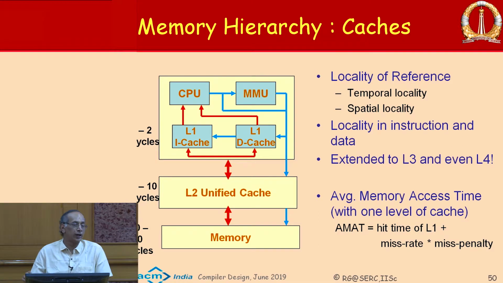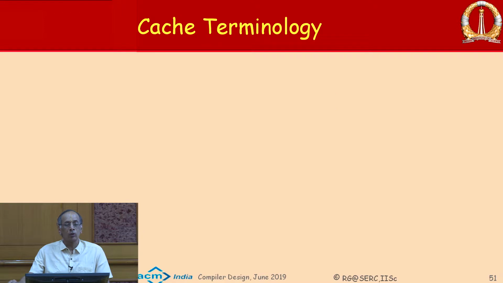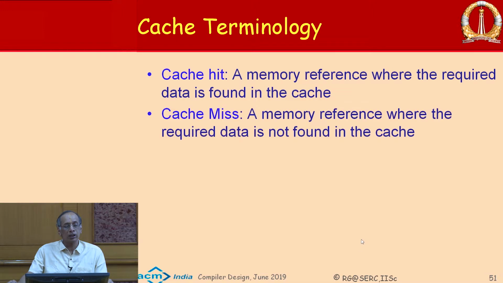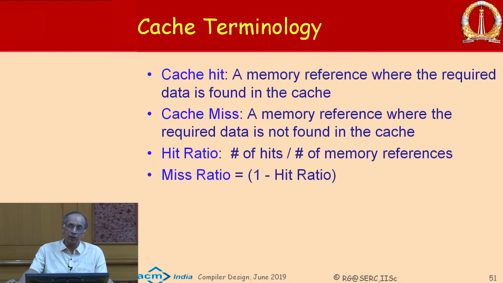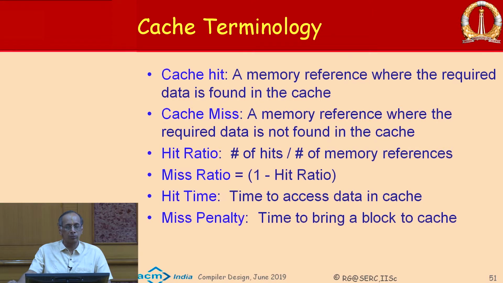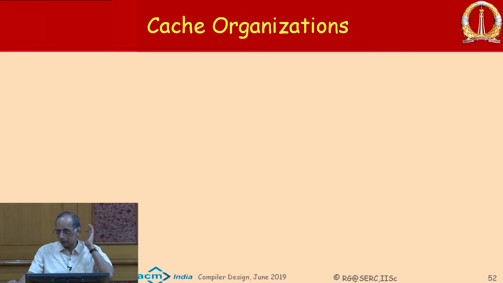For that purpose, we will try to understand how caches work and what can be done. Again, very quickly, a hit is when you find the data in the cache. For our discussion, we will limit ourselves to one level of cache, right. A miss is when you do not find the data in the cache. Hit ratio is the number of hits divided by the number of accesses. Miss ratio is the number of misses divided by the number of accesses. Hit time is the time to access the L1 cache. Miss penalty is the time you take to get the data from outside of the cache.